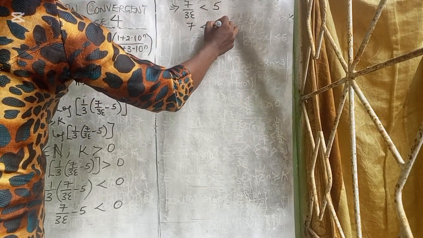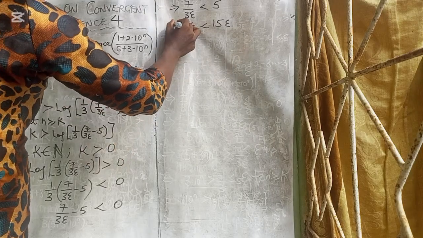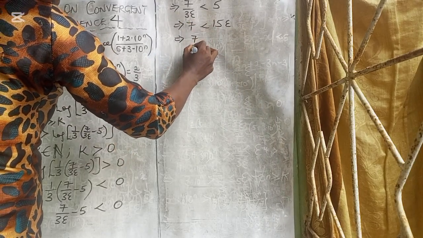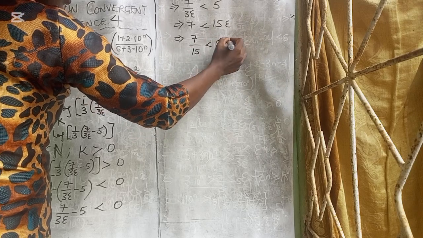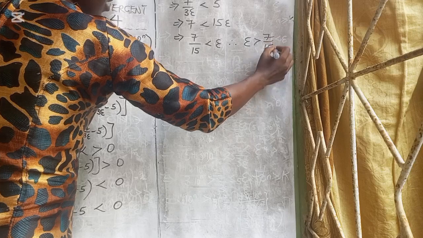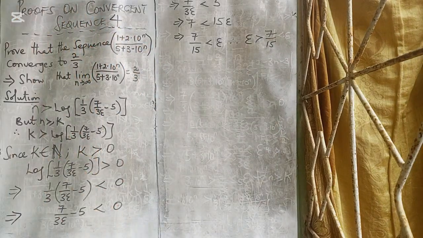7 is less than 15 epsilon. That tells us that what? 7 over 15 is less than epsilon. Therefore, our epsilon is greater than 7 over 15.